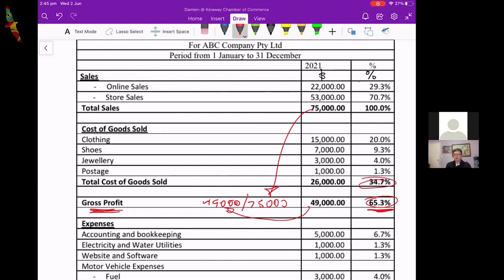This is where common size income statements are very useful because you can compare them. Even though this is a small store, we could compare it to a huge department store on that same basis. It just gives us an idea of how the business is performing against others, either in the industry or for how the business is performing on an ongoing basis.